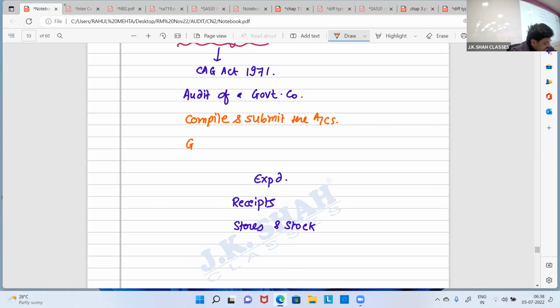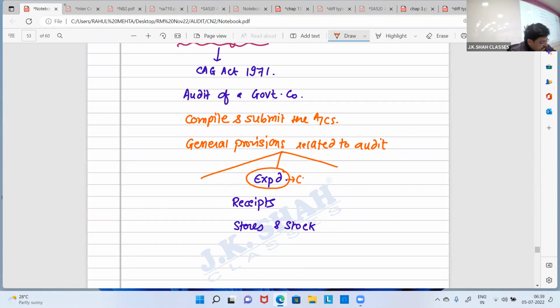Thereafter, what he has to do is carry out general provisions relating to audit. Now, when I say general provisions relating to audit, there are 3 things that he has to do. One is expenditure. He has to check whether the expenditure is properly incurred from the CFI. You know what is CFI? It stands for Consolidated Fund of India. Consolidated is just a fancy name. There's nothing great about it.